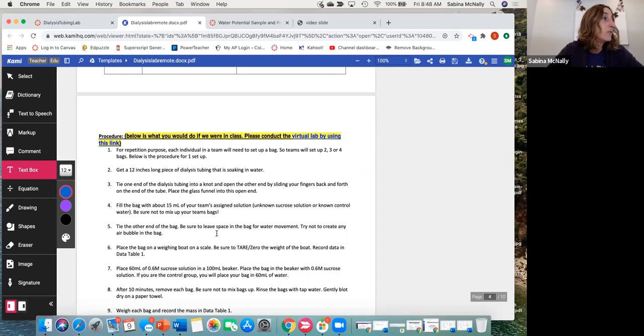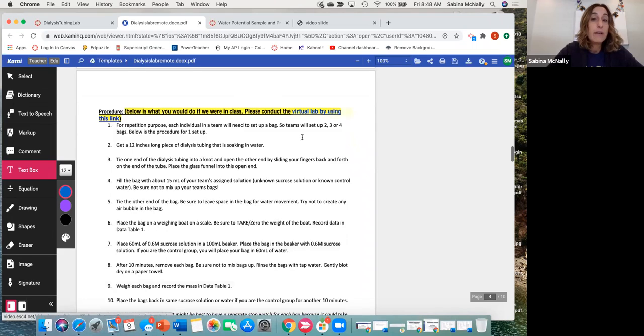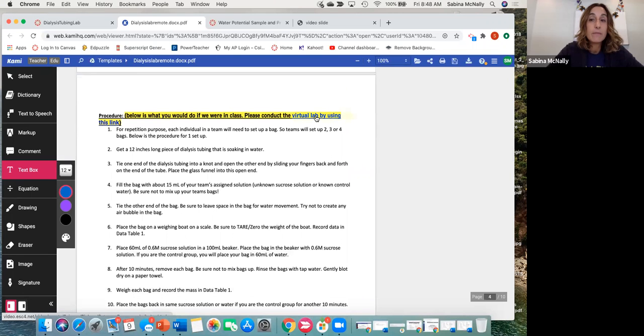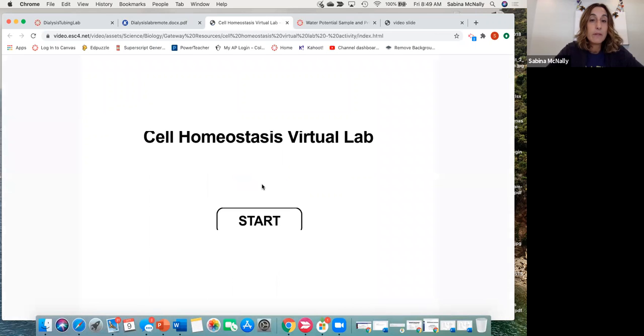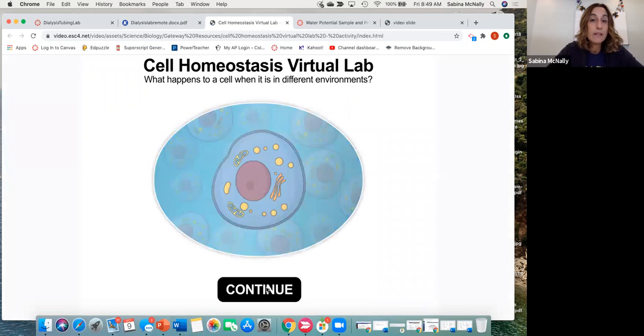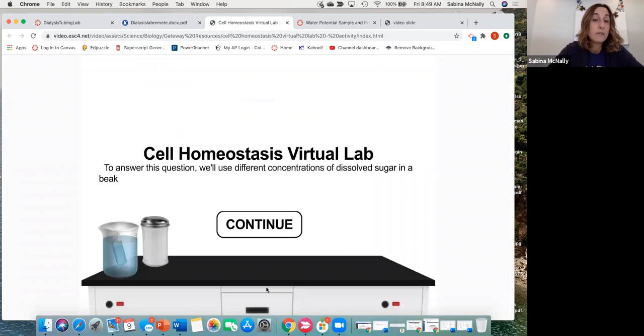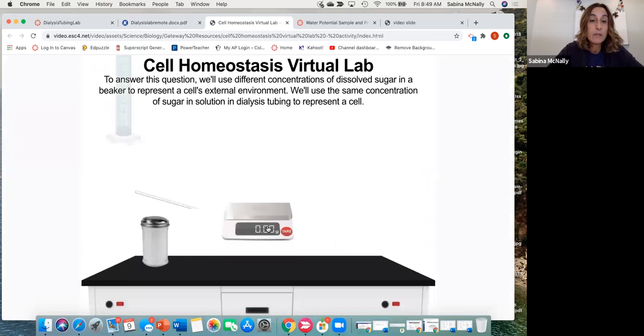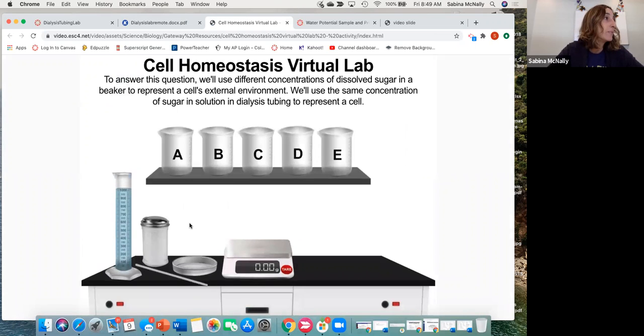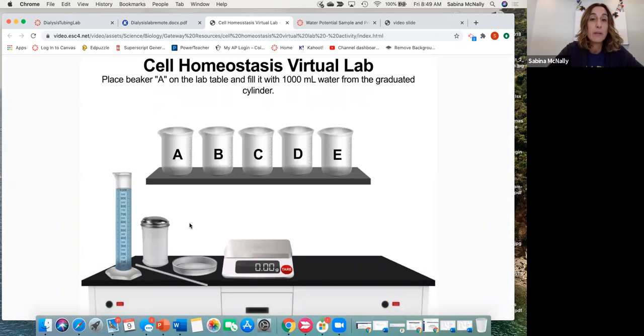You don't have dialysis tubing at home, right? You're not doing this. So you're going to hit this link and do the lab online. I'll show you the lab. See, this is what you're doing. And again, I did this lab like 5 times. It tells you continue, and then you make your solution. I love how the glassware is just bouncing on the counter and it doesn't break. That's quite nice. And it just kind of tells you what to do.